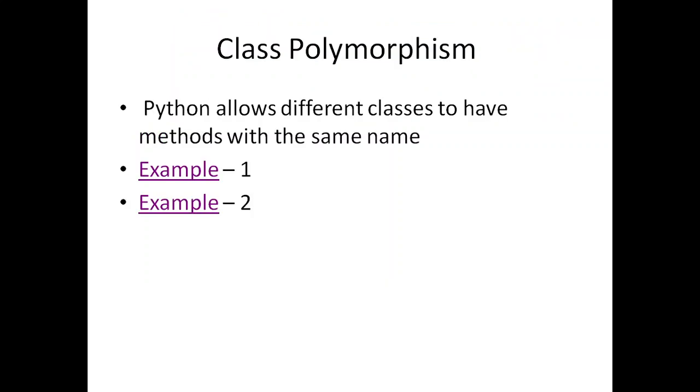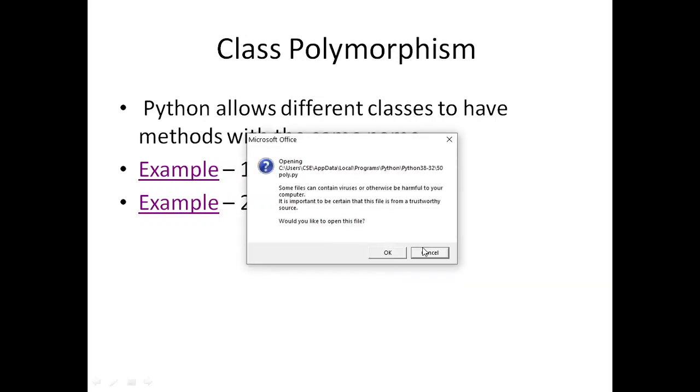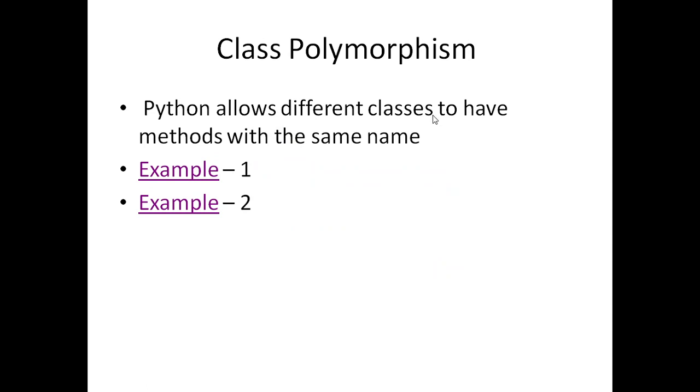Next type of polymorphism is class polymorphism. Python allows different classes to have methods with the same name. This is what we have seen in the previous example also. There we used a function to call those objects, and without using these functions also, we can call these objects. So here, Python allows different classes to have methods with the same name.